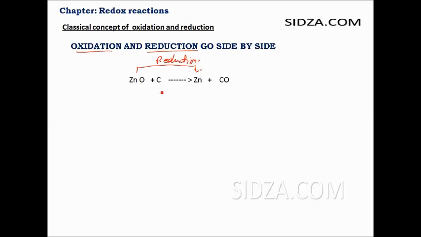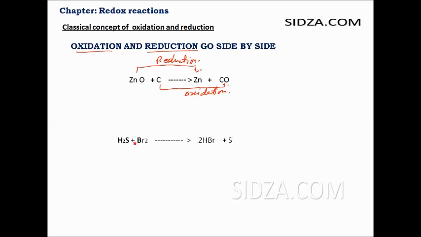Okay, loss of oxygen is called reduction, and addition of oxygen is called oxidation. Carbon gets oxygen, so it forms carbon monoxide, therefore this is oxidation, which means oxidation is only possible when reduction is possible. Correct? Oxidation can occur when reduction is possible there. So that's why oxidation and reduction go side by side.